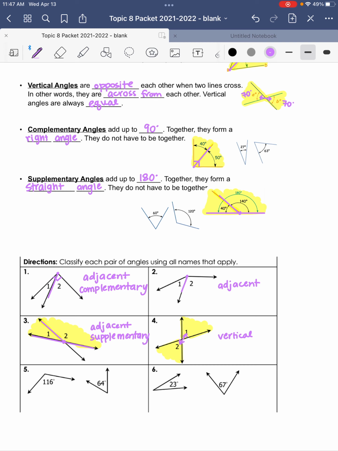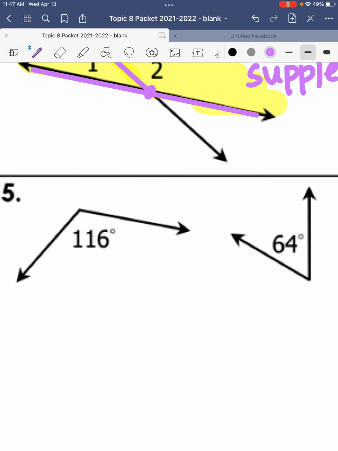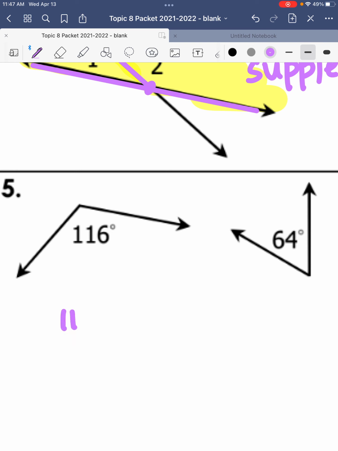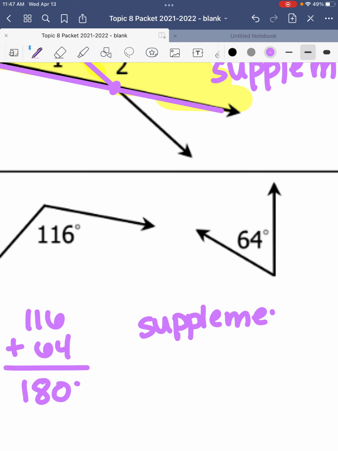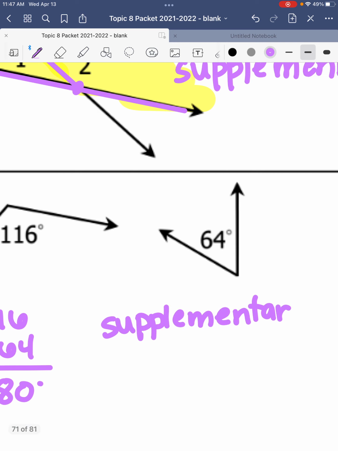Now number 5 and 6, I've got 2 independent angles. So I know they're not going to be adjacent or vertical, but I can still classify them. So I want to know what these two add up to. So 116 plus 64, when I add that together, I get 180 degrees. So because they add up to 180 degrees, I know that these two angles are supplementary. So remember, supplementary angles don't have to be adjacent.